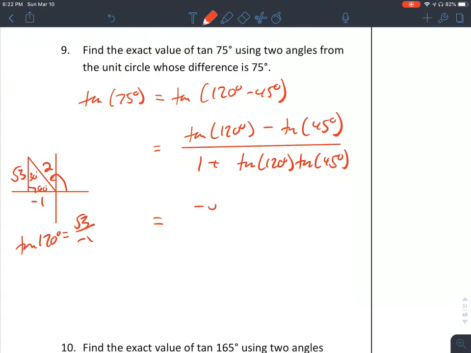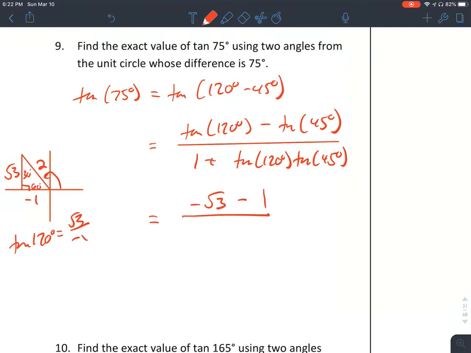So this is negative square root of 3 minus, then, let's see, we're going to have tangent of 45, which is 1, over 1 plus tangent of 120, we just said is a negative square root of 3. And then tangent of 45 is 1. That makes this negative square root of 3 minus 1 over 1 minus the square root of 3.